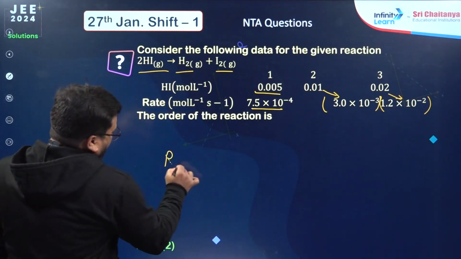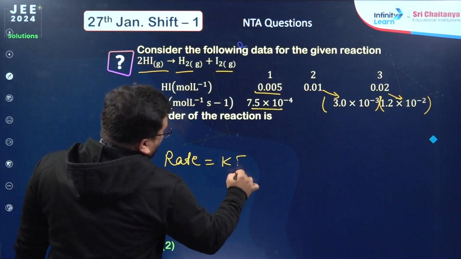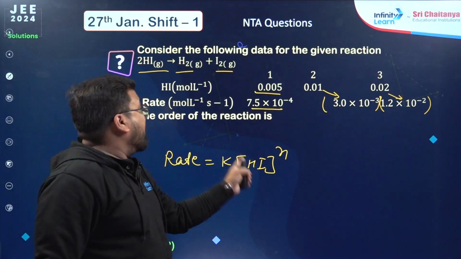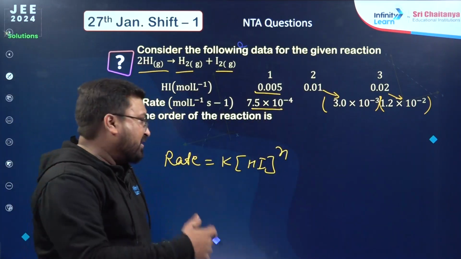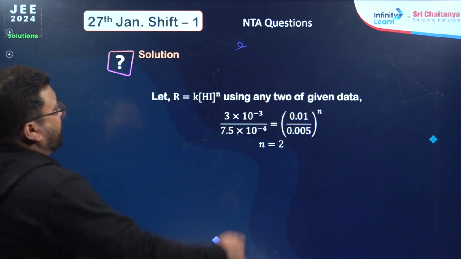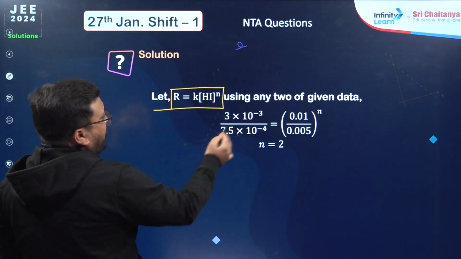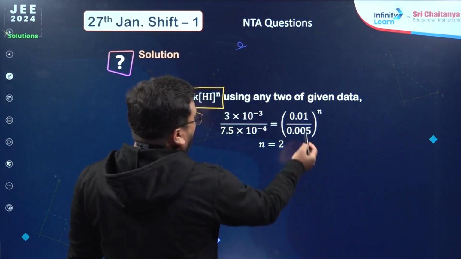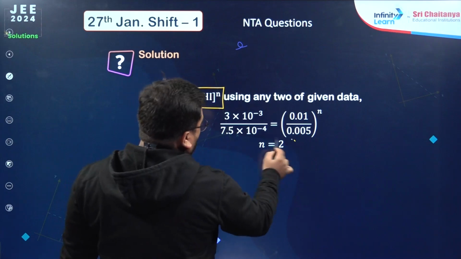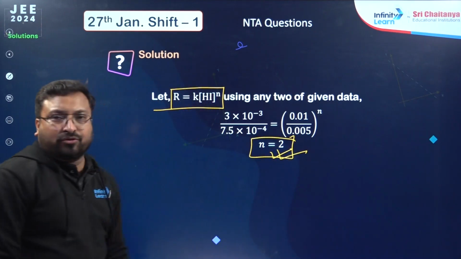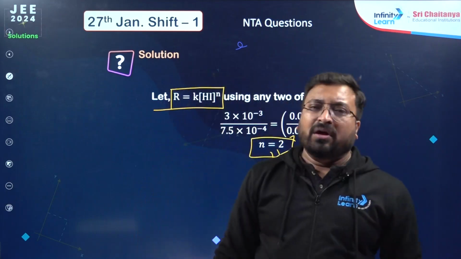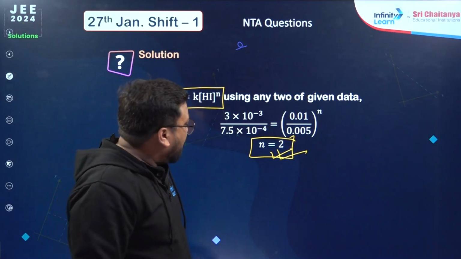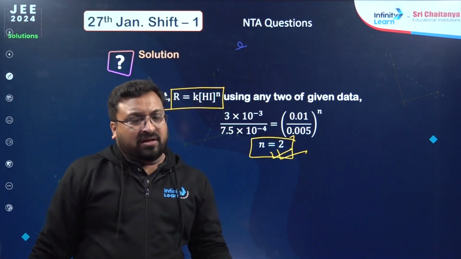You can write rate is equal to K into [HI] to the power n. Rate is given and concentration at two different points you will consider, and you will get the answer. So this is the general expression you are going to use. At 0.01 this is the value, and at 0.005 this is the value. You will solve this, and I believe you will find n equal to 2. This is a very cool and very easy question. Any student can only commit a mistake in the calculation part.